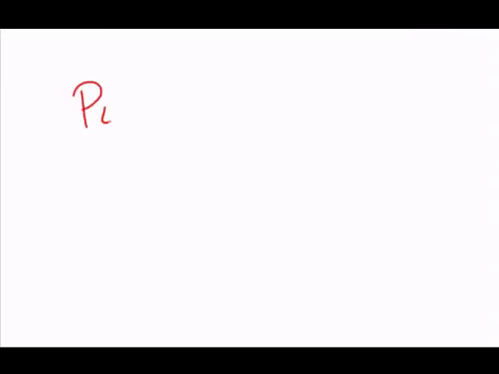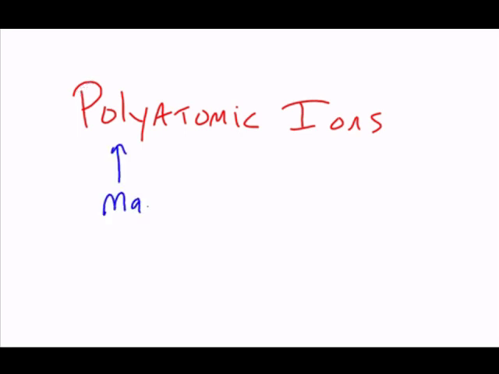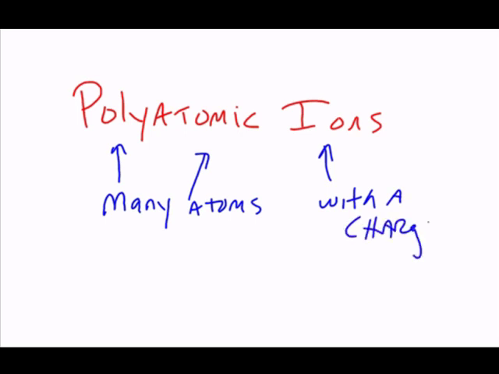Okay, here we go with polyatomic ions. Yet another reason why life is good. Now, they're called polyatomic ions because the word poly means many, and we're talking about many atoms. The ion refers to the fact that those atoms have a charge. So polyatomic ions are like a package deal, many atoms with a charge.